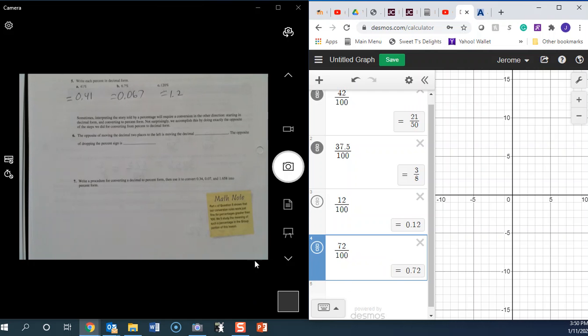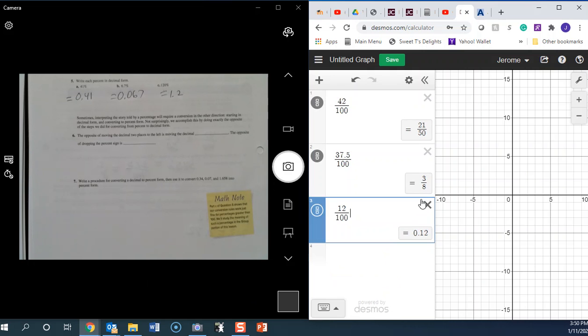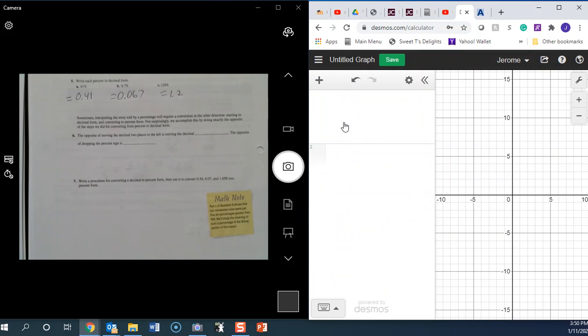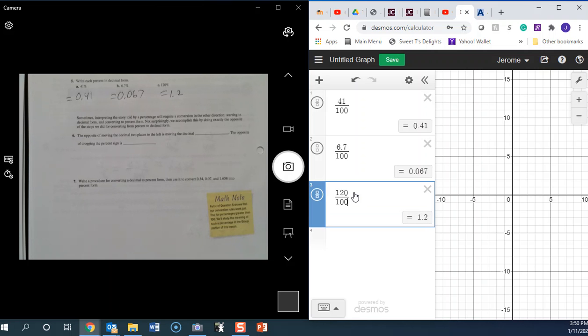So, here's another thing that you may want to take a look at. Say you're doing a test and you just don't remember that rule. We know percent means over 100. So we could just take 41 divided by 100. It gave us 0.41. 6.7 divided by 100 gave us 0.067. And then 120 divided by 100 gave us 1.2.